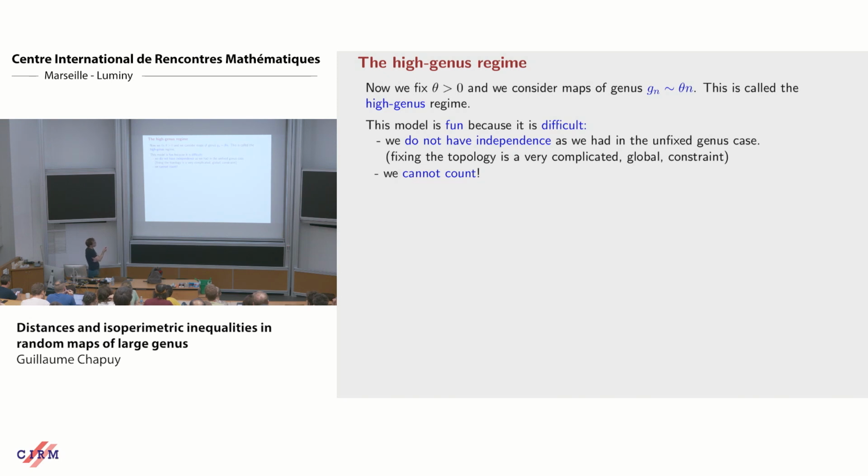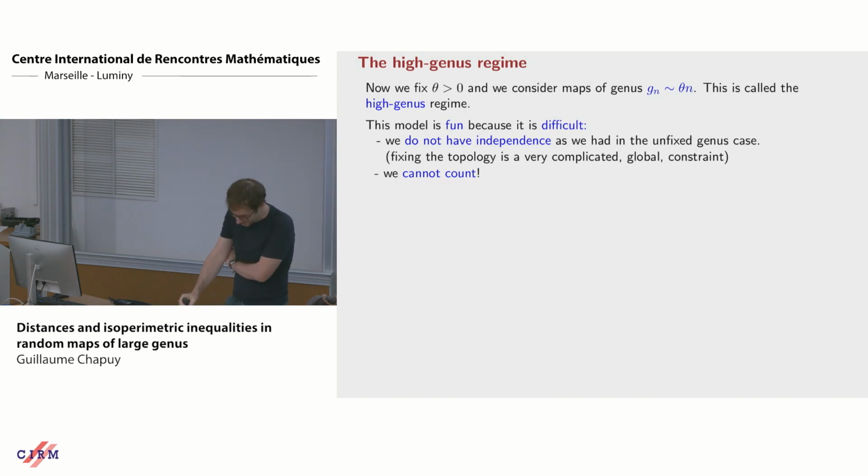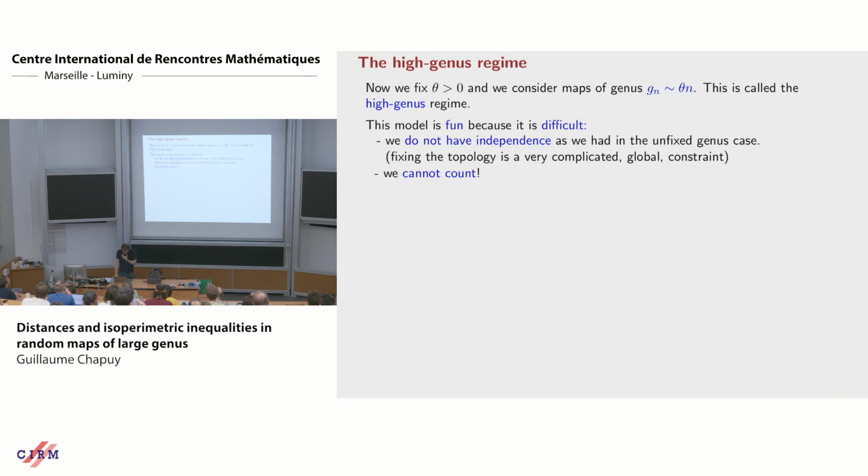And also in this regime, I cannot count. I showed you this Bender-Canfield estimate. I have an estimate for fixed g when n goes to infinity, but I don't have something like an estimate of the number of triangulations when g is large. No one knows how to get this. So somehow your tools are not functioning for this. So this is fun.